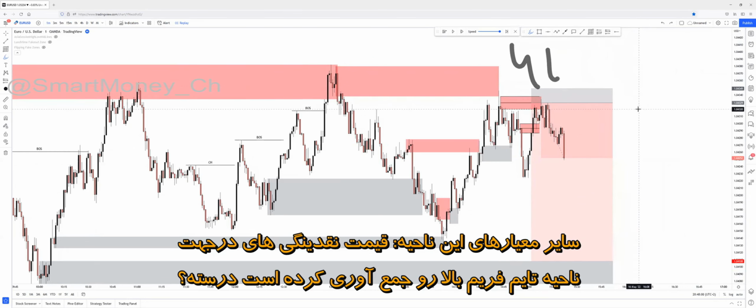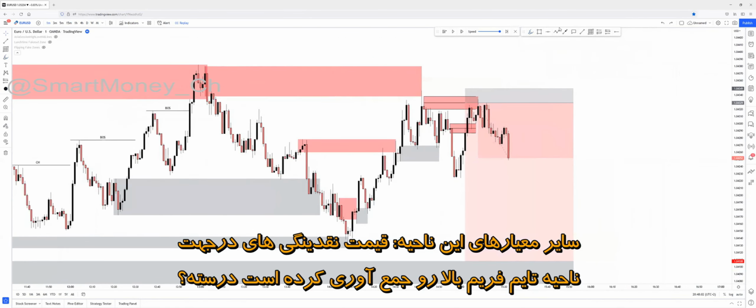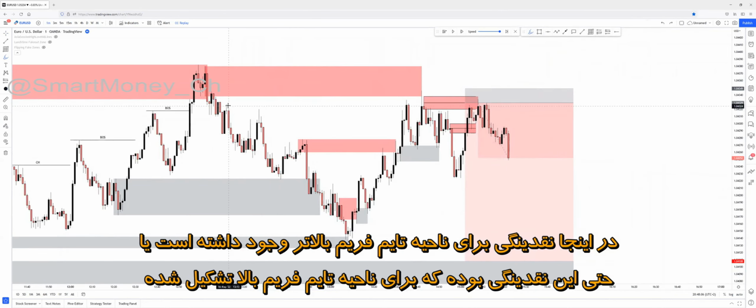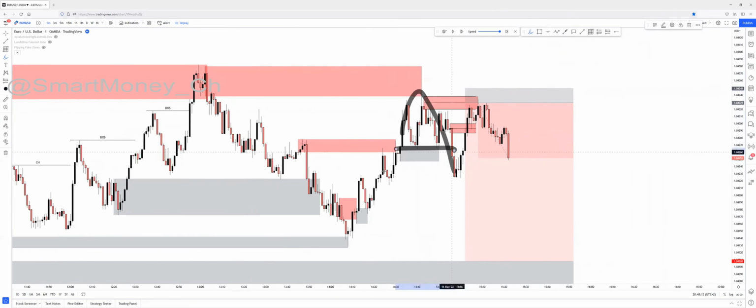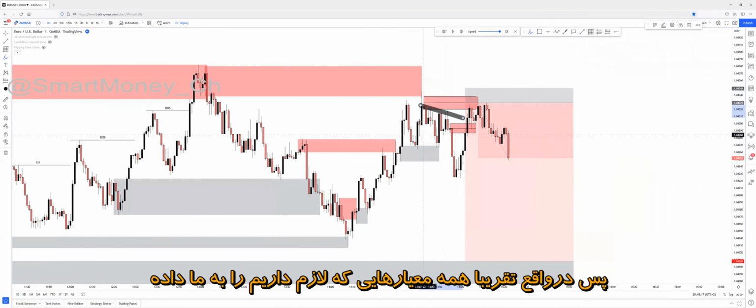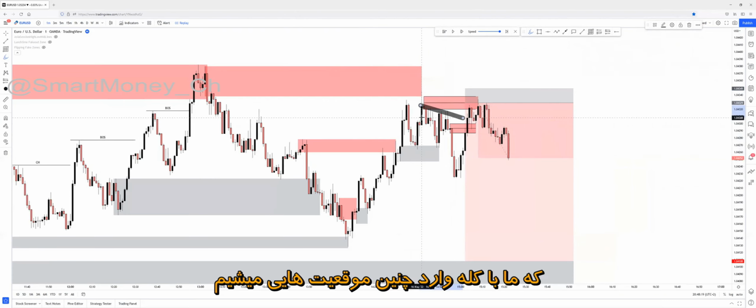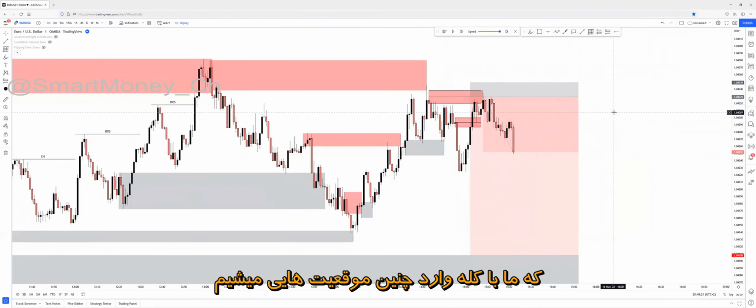Other criteria for this zone. Price has swept liquidity into the higher time frame zone, right? There was liquidity built up for the higher time frame zone, and it has been swept into the higher time frame zone. After this, price has created a flip zone, character changing movement with inefficient movement, and built up liquidity for the entry. So basically, this was almost a full criteria trade for us, which I will take no matter what.